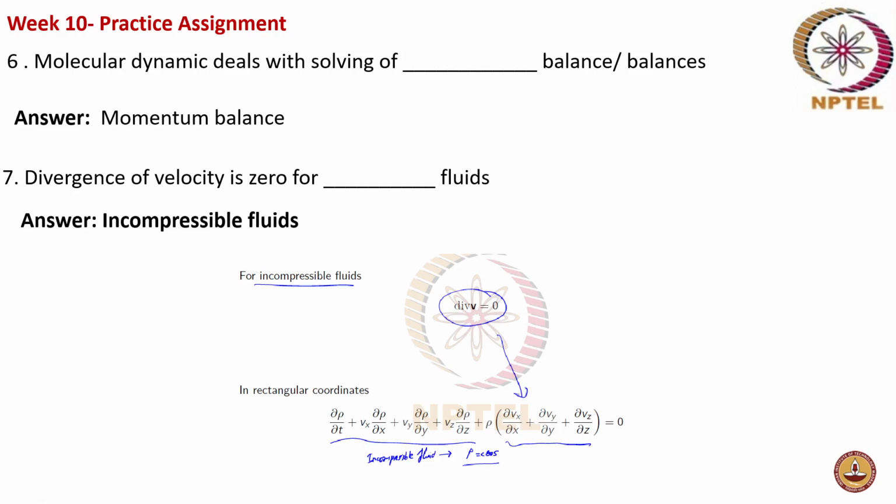So you end up with the divergence of velocity, that is dou Vx by dou x plus dou Vy by dou y plus dou Vz by dou z is equal to 0. That is nothing but your divergence of velocity is 0. This is in terms of rectangular coordinates. Similarly, you can write for spherical or cylindrical coordinate systems, a similar equation, and the corresponding divergence of velocity will be equal to 0.